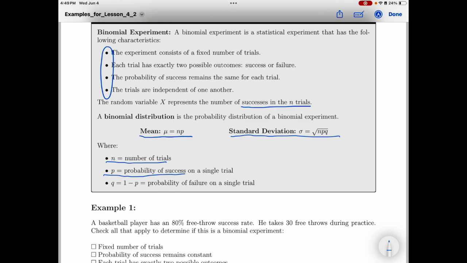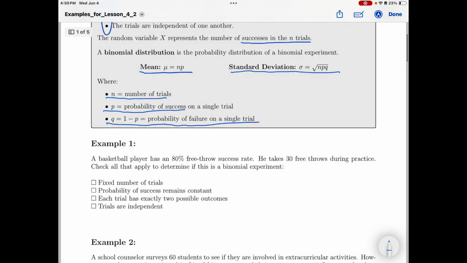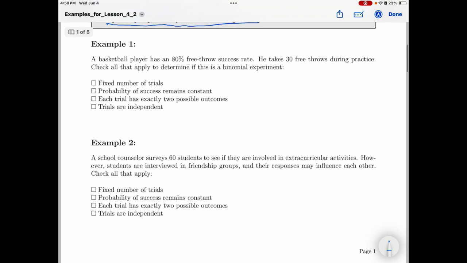And then to find your standard deviation for a binomial distribution, you take your n, which is your number of trials, p, which is your probability of success, and then q, which is listed down here, the complement of p, which is the probability of failure. You multiply those three factors together, and then you take the square root, and that will be your standard deviation. For the first 4 examples, we're going to walk through some scenarios and identify if all 4 conditions are met. If they're met, then we can say it's a binomial experiment.